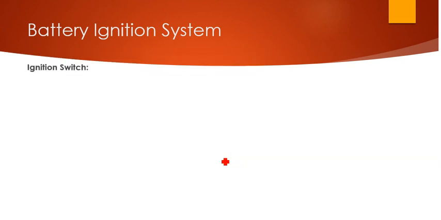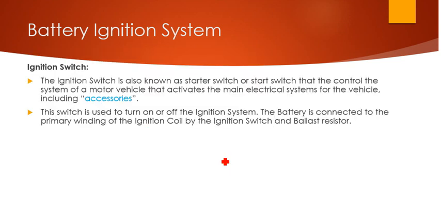So there will be an ignition switch. The ignition switch acts as a starter switch. This switch is used to turn on or off the ignition system. The battery is connected to the primary winding of the ignition coil by the ignition switch and ballast resistor.